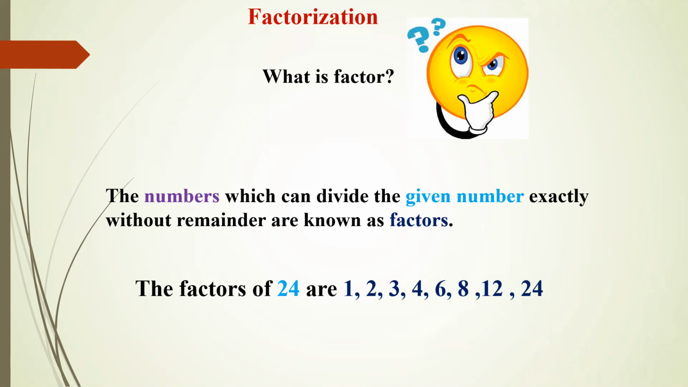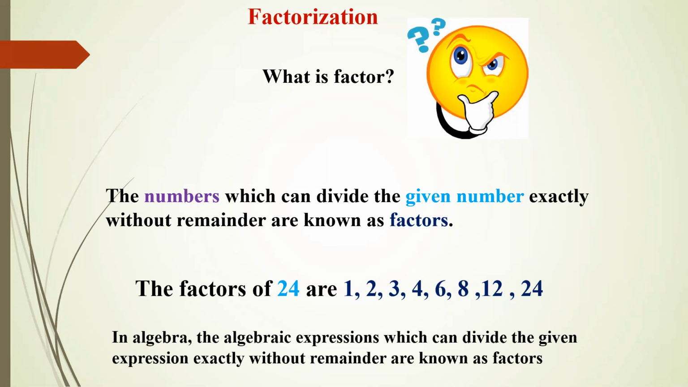For example, if I give you 24, look at the 24 here, right? 24 can be divided by these numbers without remainder. If 24 is divided by 1, there is no remainder. If 24 is divided by 2, there will be no remainder at all, right? So when some numbers divide 24 exactly without remainder, then they are known as a factor. So here 1, 2, 3, 4, 6, 8, 12, and 24 are the factors of 24.